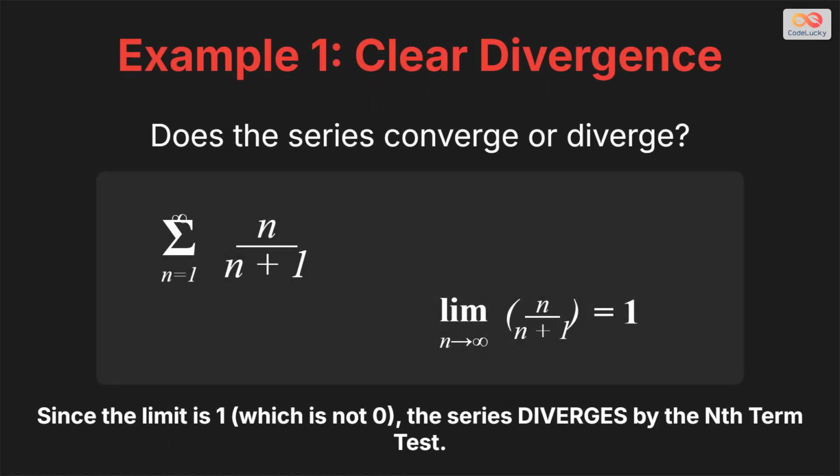Let's look at an example. Consider the series which is the sum of n divided by n plus 1. To apply the test, we take the limit of the terms as n approaches infinity. That limit is 1. Since 1 is not 0, we can immediately conclude that this series diverges. It's as simple as that.